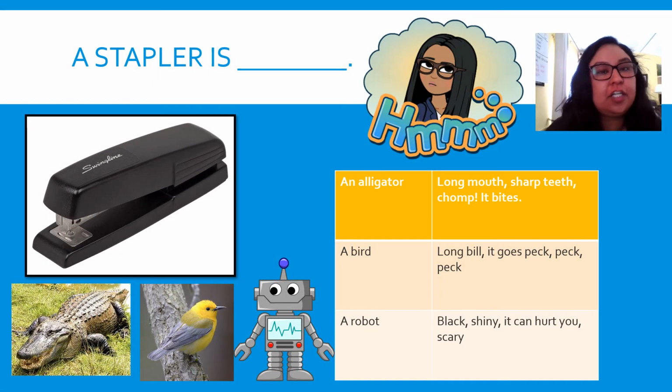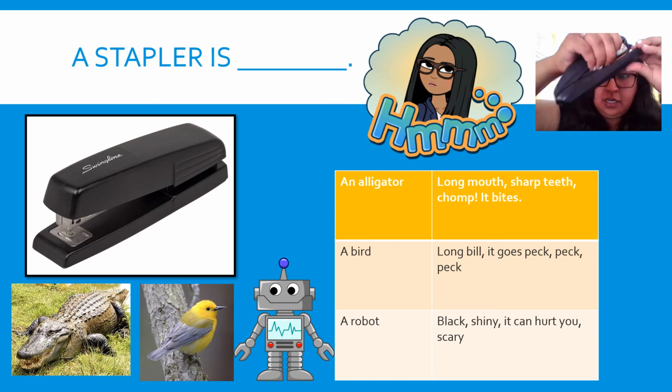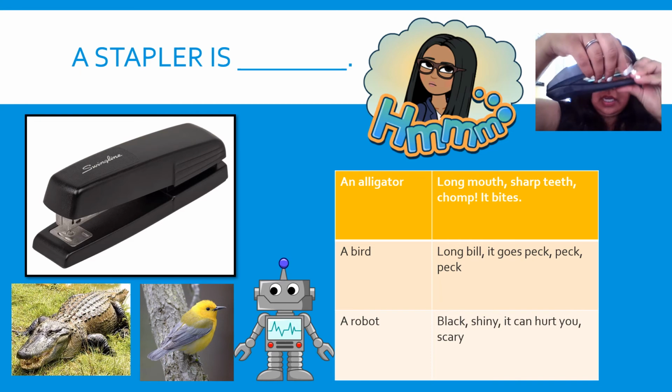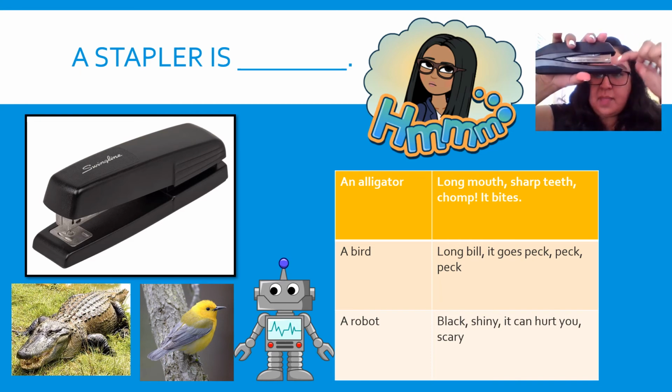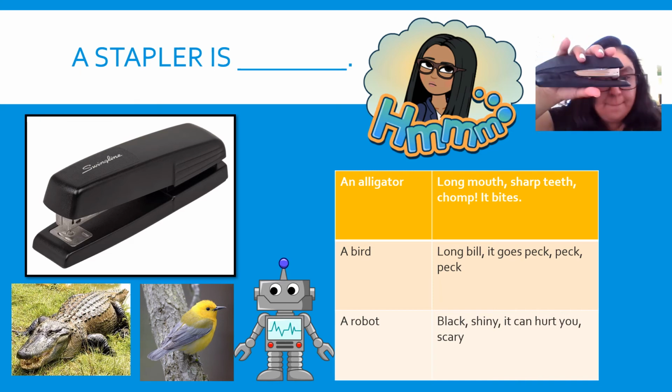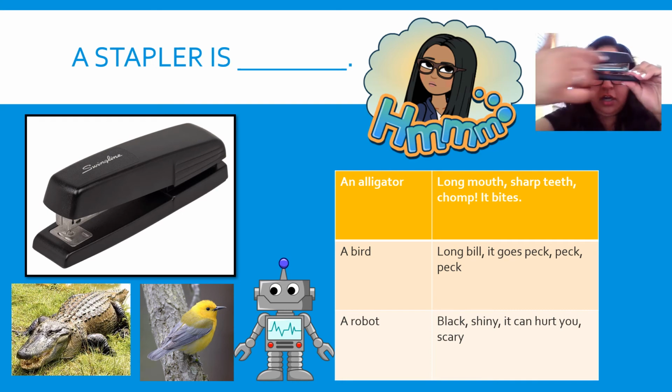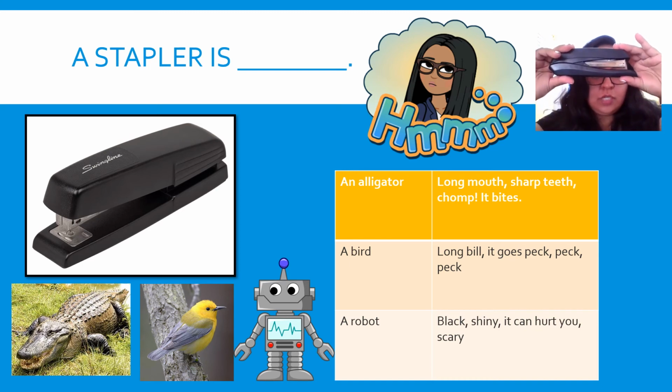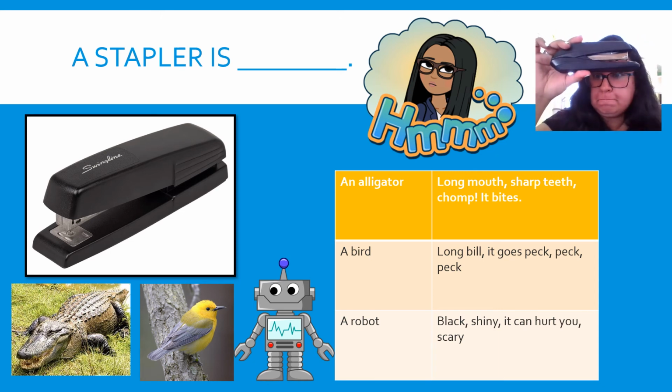On the previous page, I shared with you what the stapler reminded me of and what it looked like. And on this page here, you can see I wrote down "a stapler is." And I'm writing down what the stapler is like. So a stapler is an alligator. It reminds me of having a long mouth. And the sharp teeth are the staples that come out of it. And I know that alligators go chomp and they bite. Okay? It also reminds me of a bird. It has a long bill and it goes peck, peck, peck. A stapler is like a robot. It is black, shiny, and it can hurt people. It's scary.